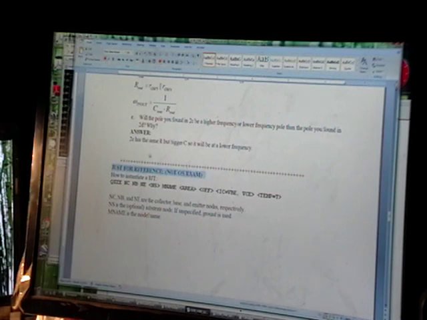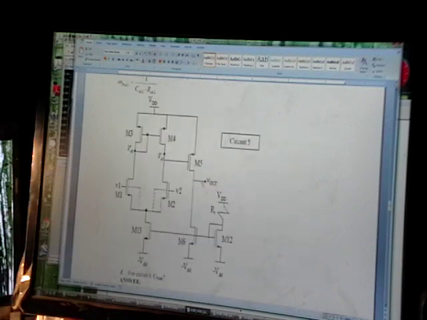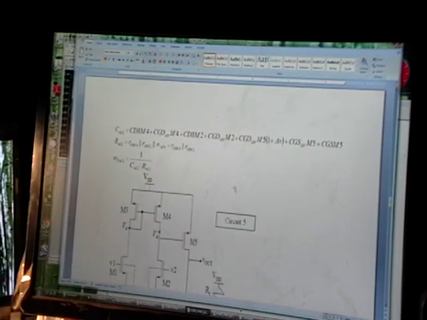Okay, so that's how you find the R's and C's. That's the quick method. And then the slower method is the analysis that's on the video.